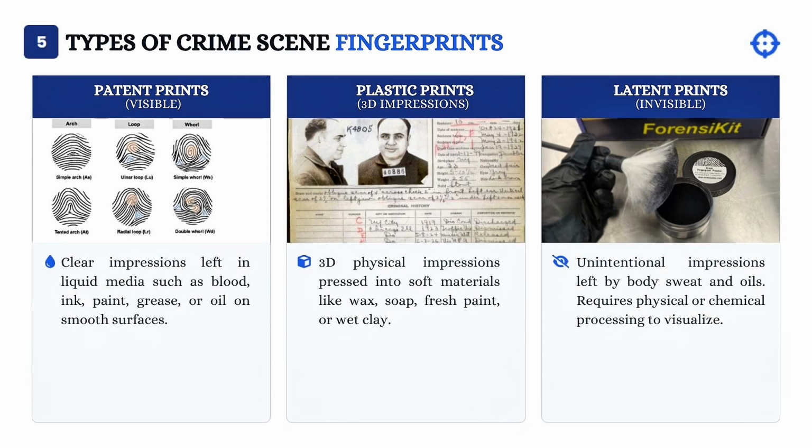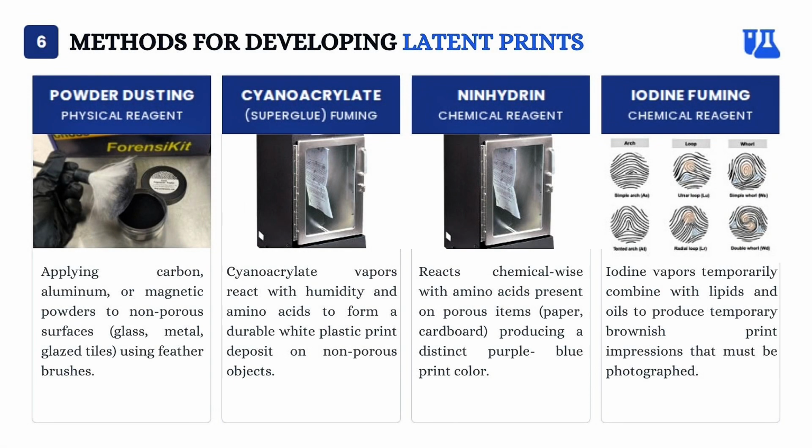differences. At a crime scene, fingerprints generally fall into three categories: patent prints, which are visible impressions, plastic prints, which are 3D impressions, and latent prints, which are invisible, left by natural sweat and oils. To develop latent prints, forensic teams use several methods like powder dusting, cyanoacrylate, ninhydrin, iodine fuming, and so on.